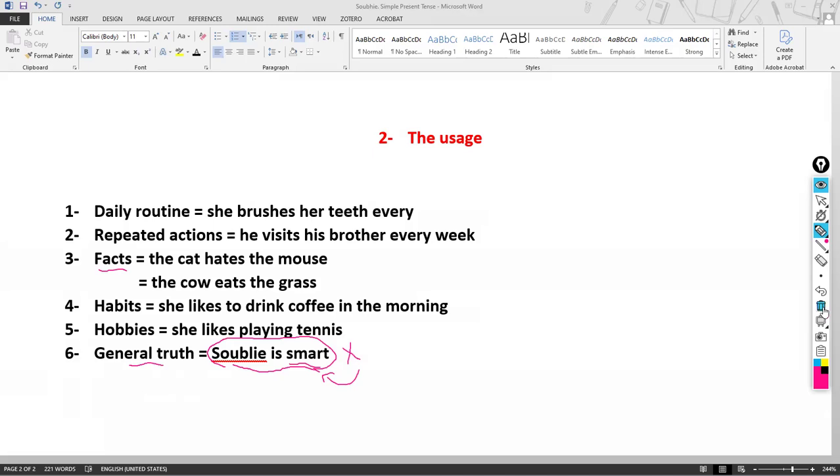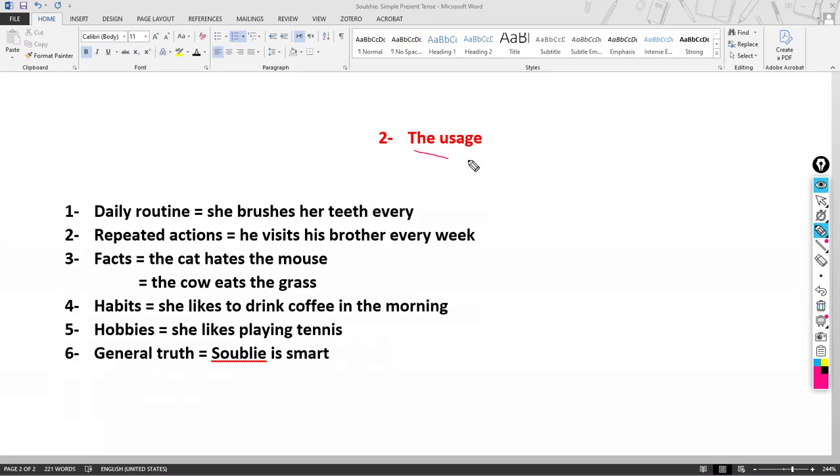Okay. And let me tell you something, Subhi, about general truth. If I want to say general truth, people around you know this information about you. If I want to say Subhi is tall, all people around you know that you are tall. This is the meaning of general truth. People know this information about you. Okay? So this is it.